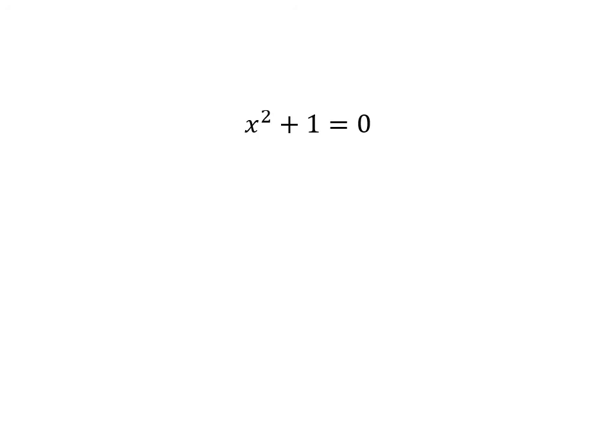x squared plus 1 equals 0. This equation doesn't make sense because x squared is a positive number. We added to it a positive number. How come they will become 0?